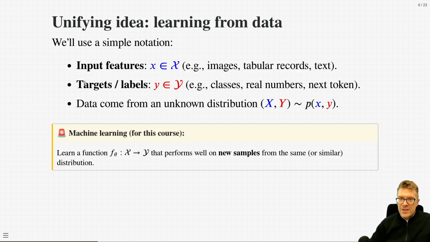We have input features X, where small x is a data point, which is an element of big X, which is all of our input data: images, tabular records like in a table like we saw a moment ago, maybe just raw text. Then we'll have targets or labels. These can be classes, like purple or yellow. These can also be real numbers. We can try to predict someone's actual mark on a quiz, as opposed to whether or not they're going to subscribe. We can also predict the next token if we're dealing with text, as we'll see later in this course.